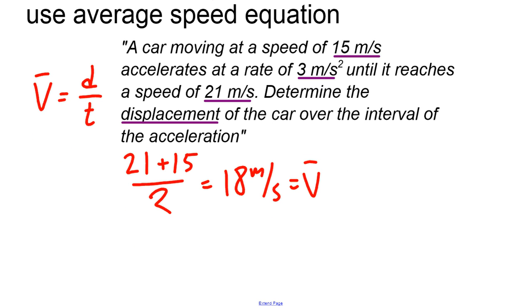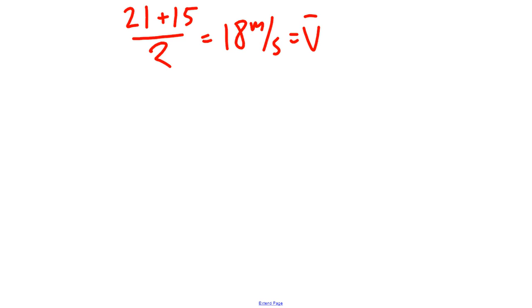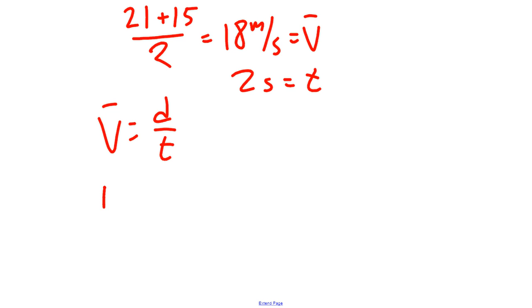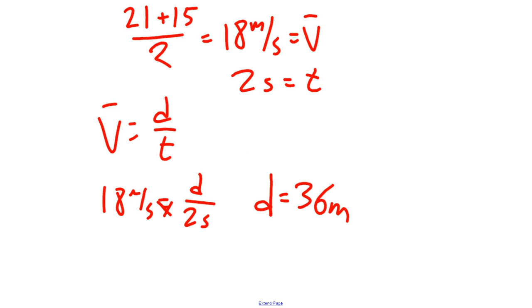The time, as we showed previously, that it takes to speed up, we showed to be 2 seconds. So I write the equation down, average speed equals distance over time, and then I plug in directly below. My average speed is 18 meters per second, equals my distance divided by a time of 2 seconds. I cross multiply, and I get, once again, distance is 2 times 18, or 36 meters.